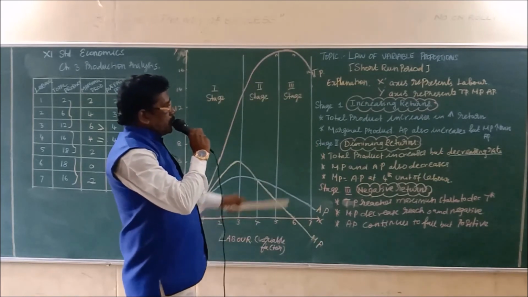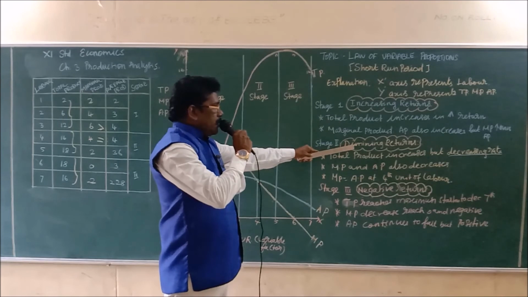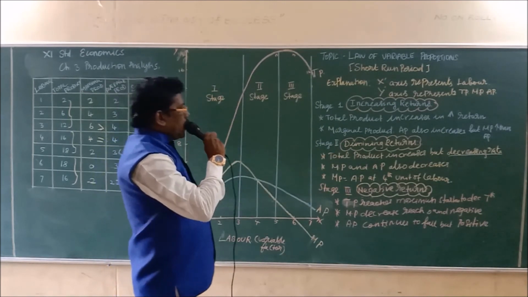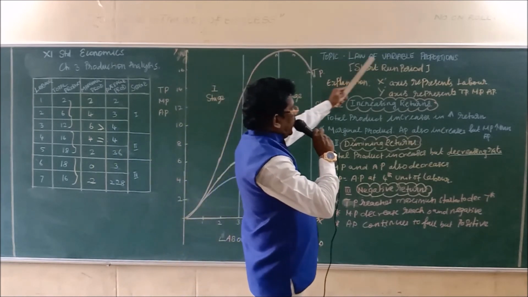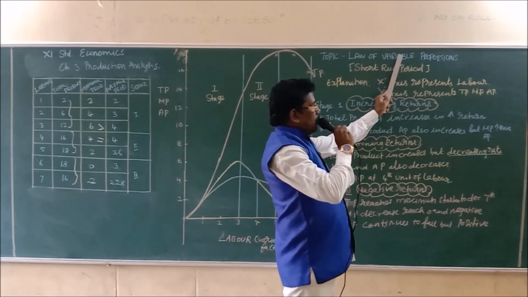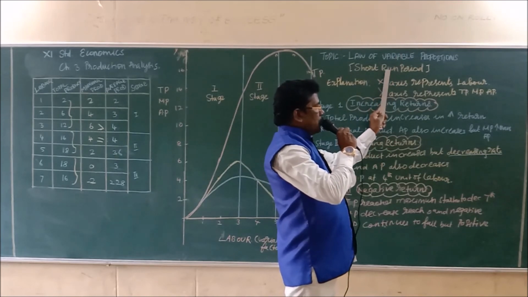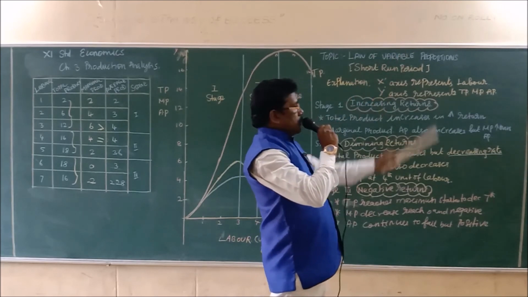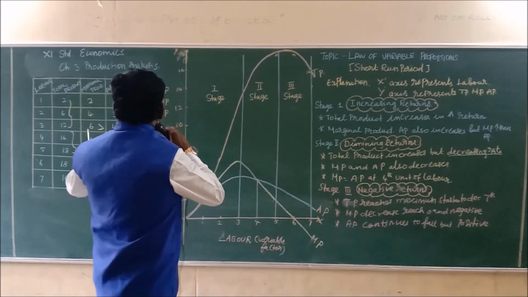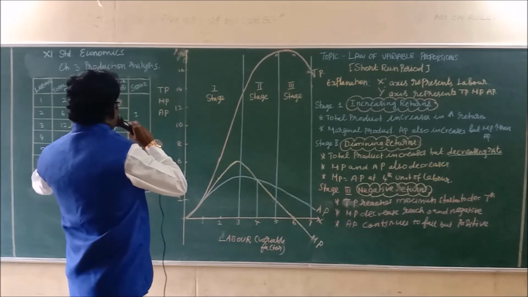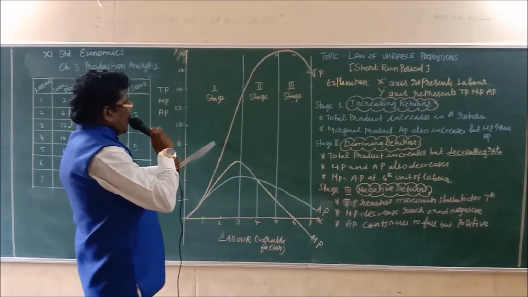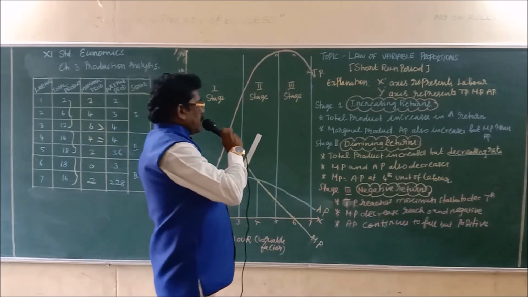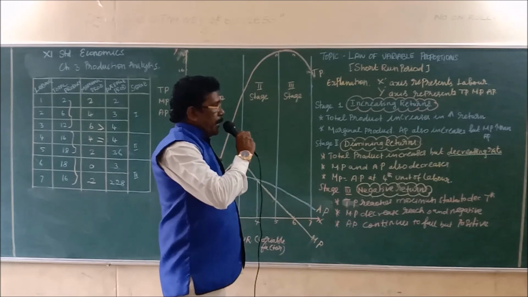So the third stage is negative returns. First stage increasing returns, second stage diminishing returns, and third stage negative returns. This is a very important 5-mark question: the law of variable proportions, illustrated in the short-term period. Prepare a table like this, draw the graph based on the table values, and explain the graph with the help of the following points.